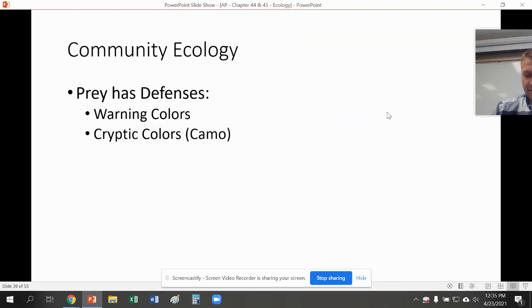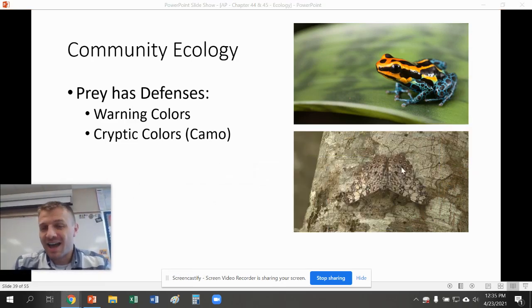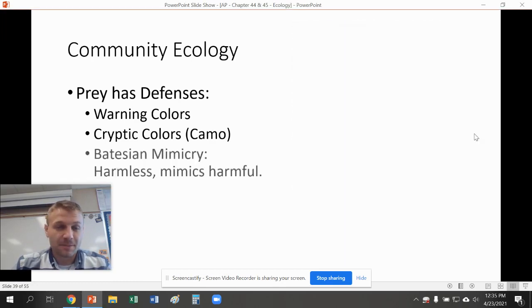All right, so prey have defenses, and you can see warning colors that are saying, hey, I'm not a person to mess with, so don't mess with me. That frog I would not eat. Or you can camouflage. You can see this butterfly here. It camouflages very well in its environment.